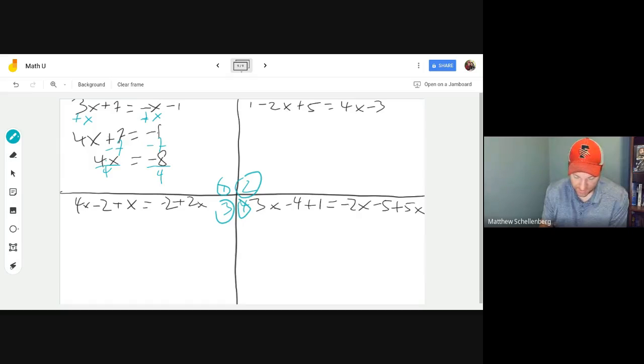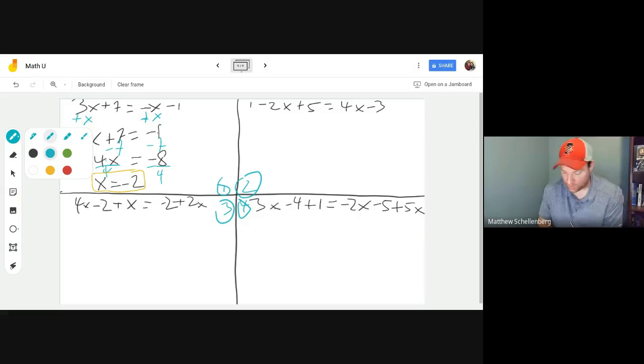Remember, I have to do the same thing to both sides, so I have to divide the right side by 4 as well. And 4 divided by 4 is just 1, and 1 times x is just x. So that means x equals -8 divided by 4, and my calculator says it is -2. So the answer for number 1 is that x equals -2.